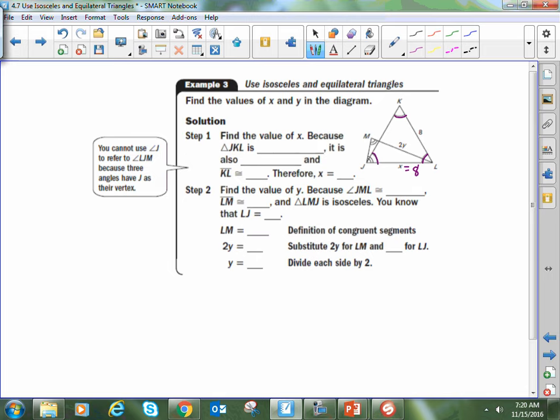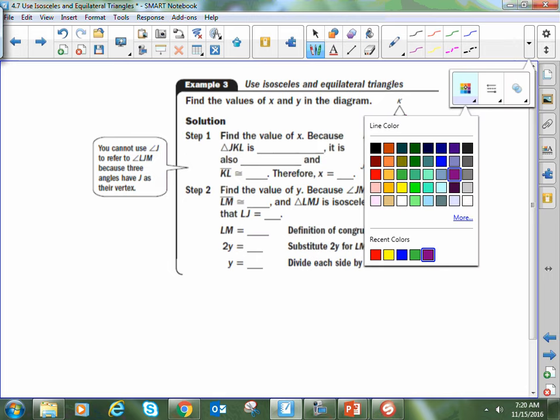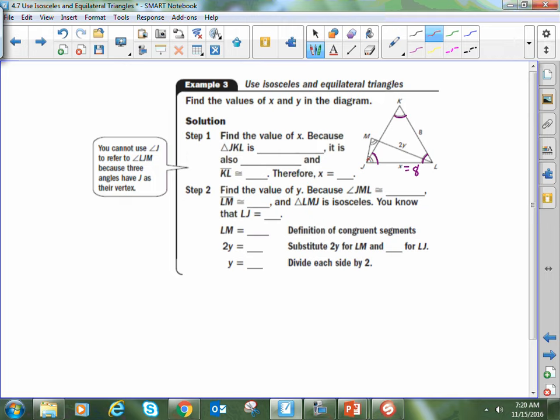One of the other things we notice, let me pick another color here. In triangle JML, we have a pair of congruent angles. So that means triangle JML has to be isosceles according to the converse of the base angles theorem. So segment JL and segment ML have to be the same. If JL is 8, ML also has to be 8, so we can say 2y has to equal 8. Divide both sides by 2, and that's how we get 4.